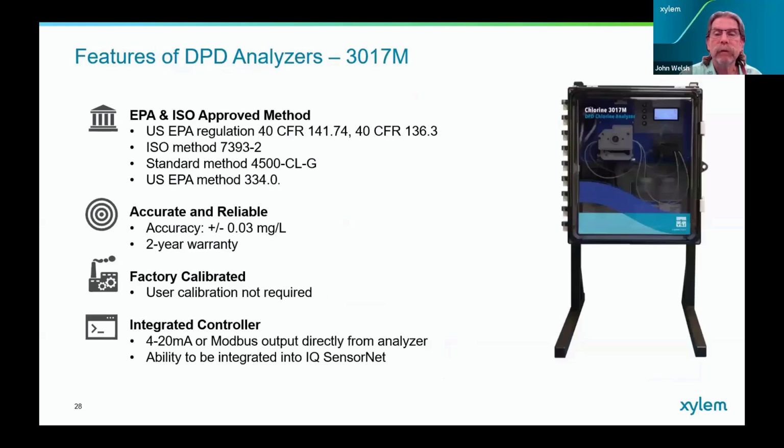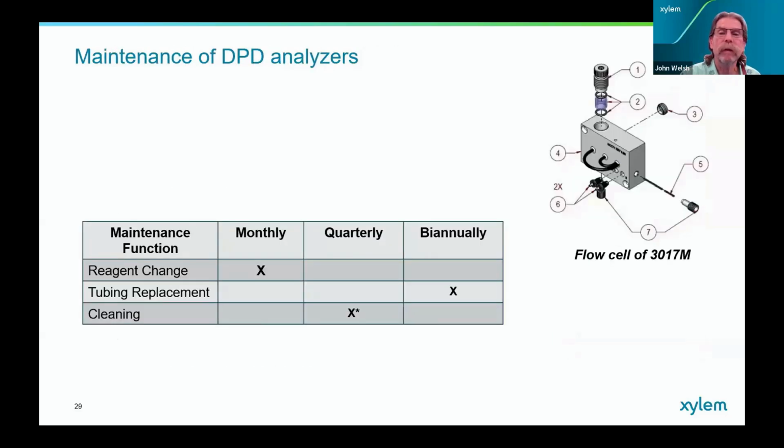The 3017M is a DPD colorimetric analyzer for the continuous measurement of free or total chlorine in drinking water and wastewater samples. The online analyzer can be used in municipal water applications to help monitor and control the chlorination or dechlorination process. The 3017M is low maintenance, uses EPA-approved DPD methodology, and is suitable for drinking water and wastewater reporting in the United States. The 3017M was designed with the operator in mind.